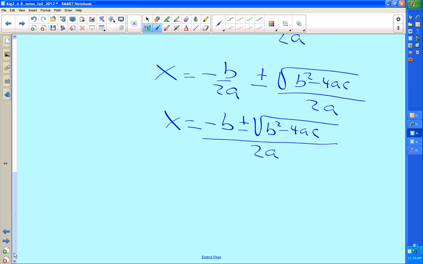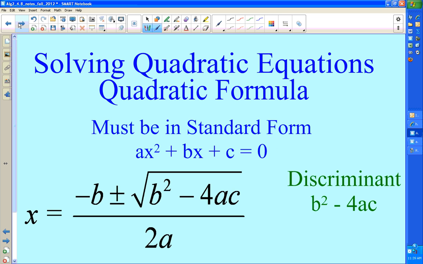What's that? Yeah, it's the quadratic formula. So the quadratic formula comes from taking standard form, ax squared plus bx plus c, and somebody just completed the square in general to solve for x. Remember, x is what you're trying to figure out when you're solving an equation like this, ax squared plus bx plus c equals 0.